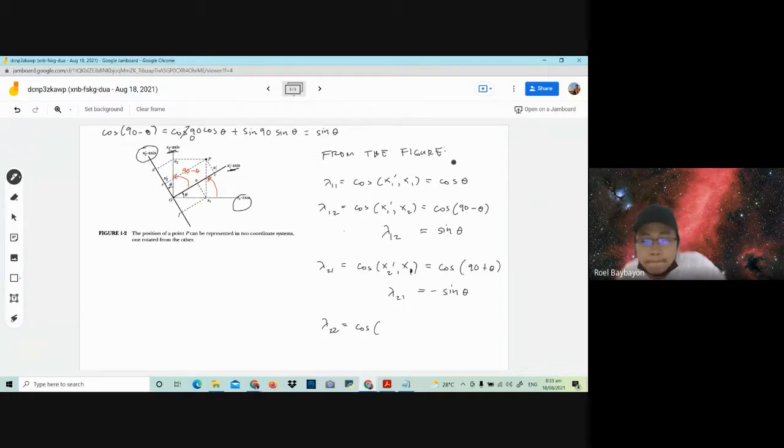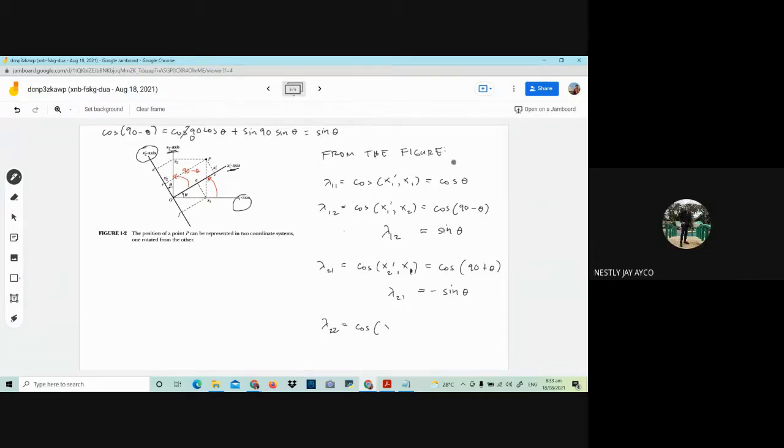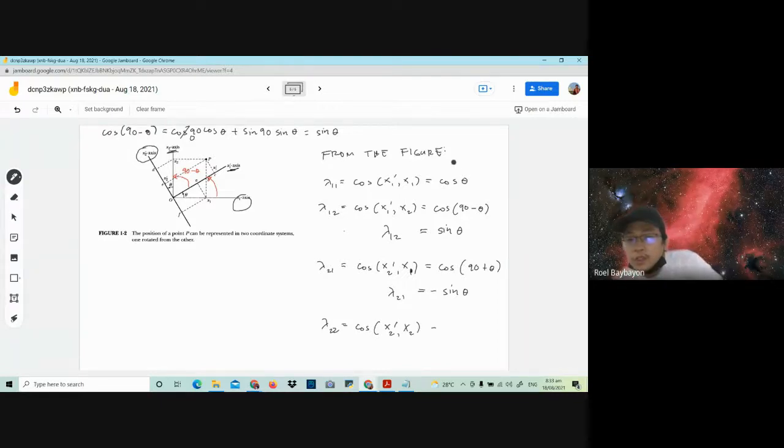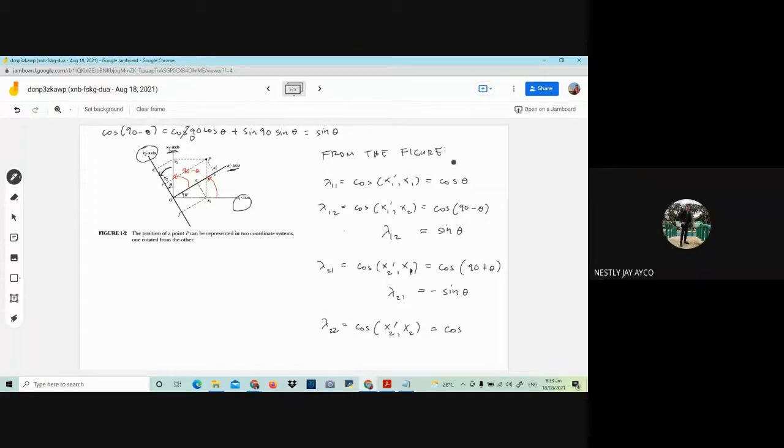X2 prime, comma x2. Okay, so this is actually equal to the cosine of the angle between x2 prime and x2, which is just theta. Right? Yes, sir. This is theta. So this is equal to theta.